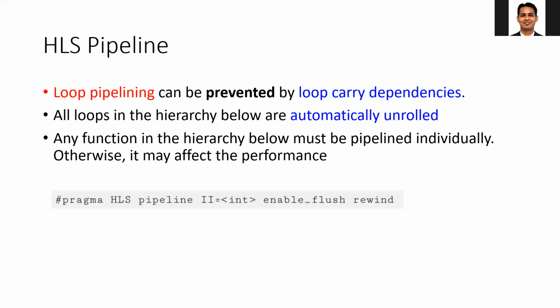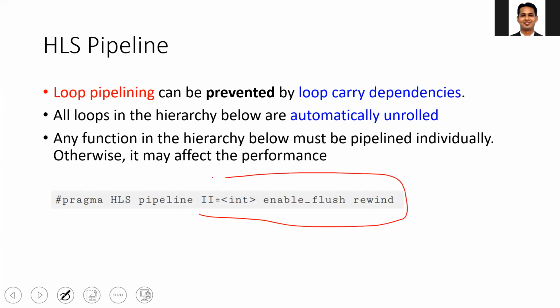So what is the syntax of this pragma? You have this pragma HLS pipeline, and these are the options you can mention. Okay, these are optional. One is that you can mention your desired initiation interval. By default, it is 1, but you can mention anything you want. It should be an integer value. Second, you can mention whether you want to enable or disable the pipeline flush. And you can mention whether you want to have the rewind kind of pipelining or not. So what is the meaning of these other two? We'll discuss it in the subsequent slide.